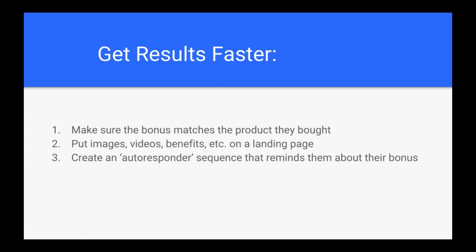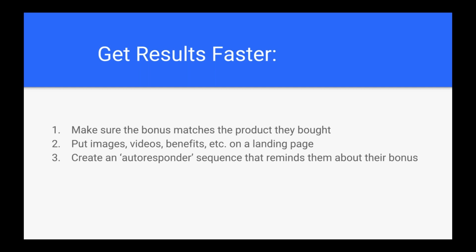Now, here are some ways to speed this up. First, make sure the bonus matches the product they bought. If you have an animal site and they bought a cat toy, don't send them stuff for dogs. Make sure the bonus or incentive matches what they bought.